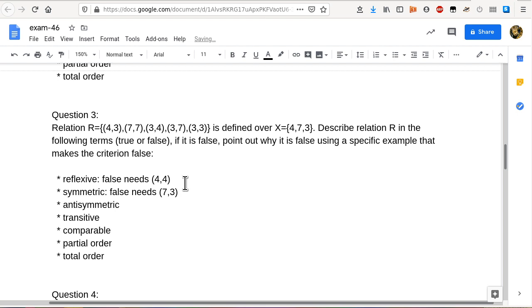What I want is for someone to say something to the same effect as: 3R7 is in here, but not 7R3, because that explains why it is not symmetric. If somebody just tells me that 7R3 is missing from here, well, why is 7R3 necessary to make it symmetric? This last part, which is the actual explanation, is important. Okay, antisymmetric. Let's take a look at this one.